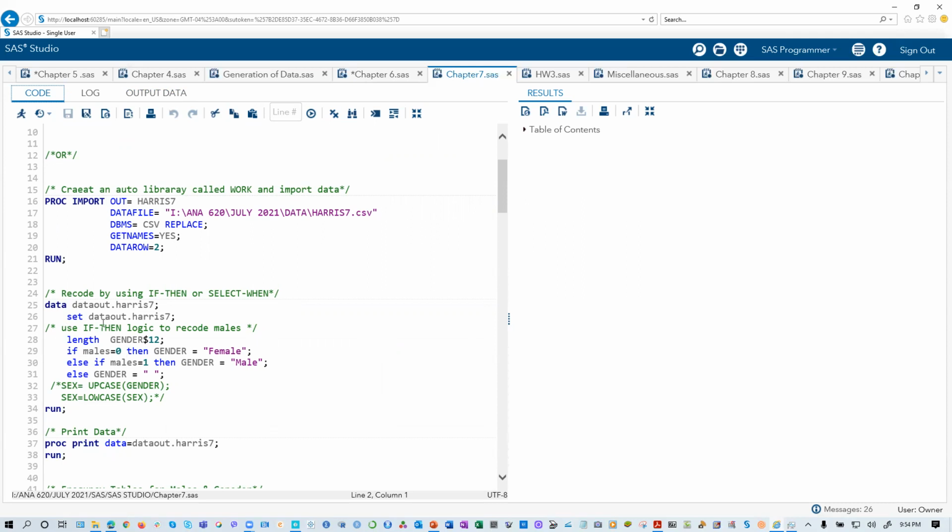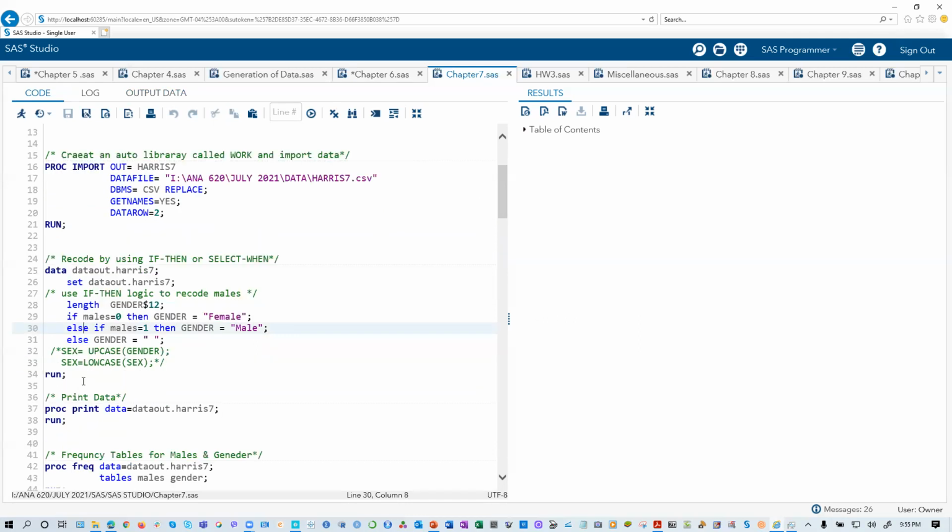Okay, you're going to set the data. You get the data, and then you're going to set it back to that one. You can see the length. If you want, you can store this one in a different place. Gender, that's like a size, 12. Males, I call them males. If males is 0, then gender is female. Else, if males is 1, then gender is male, or else gender is empty.